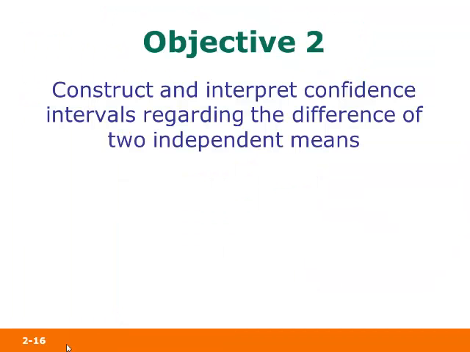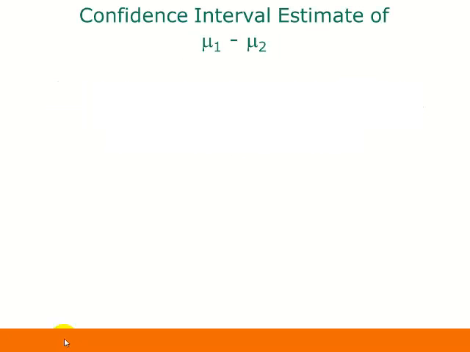Objective 2 is to construct and interpret confidence intervals regarding the difference of two independent means. So for a confidence interval estimate of mu sub 1 minus mu sub 2, that's our parameter that goes in the middle of our confidence interval. Our lower limit is going to be our point estimate, which is the difference between the two sample means, minus our margin of error. Our upper limit is going to be our point estimate plus our margin of error.